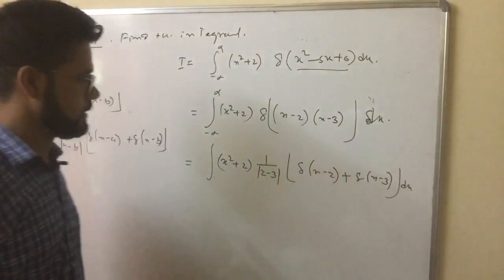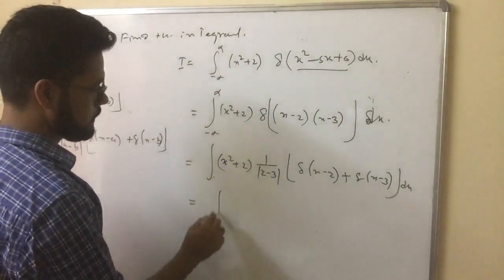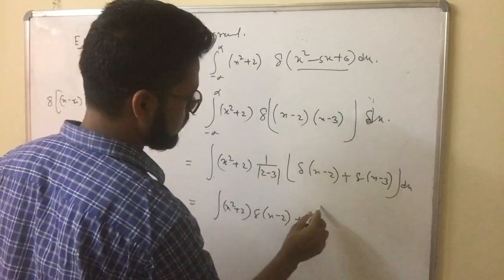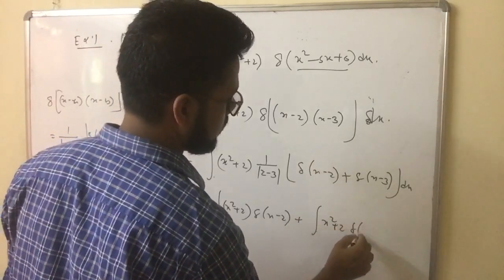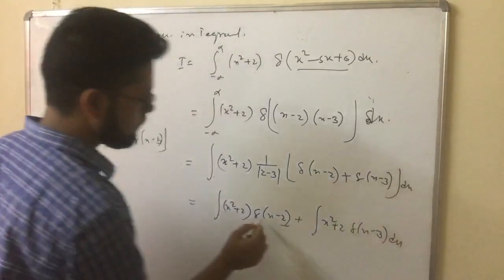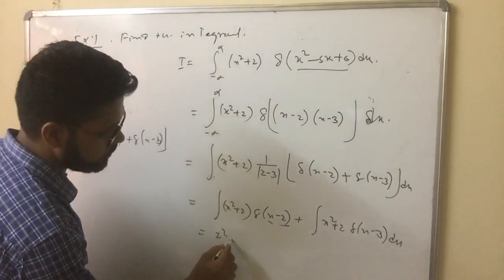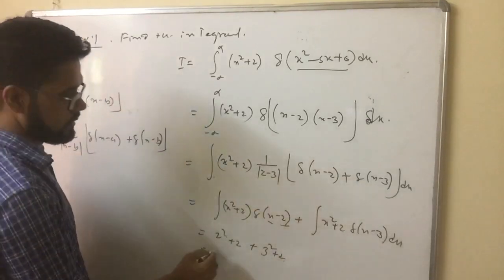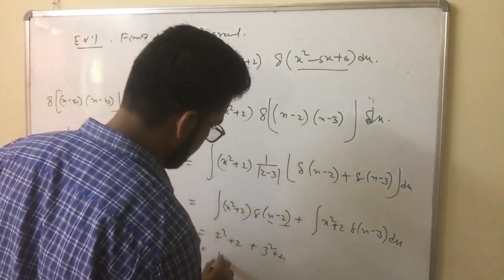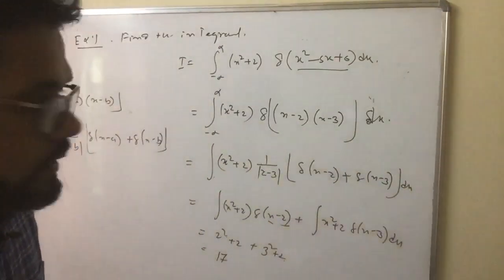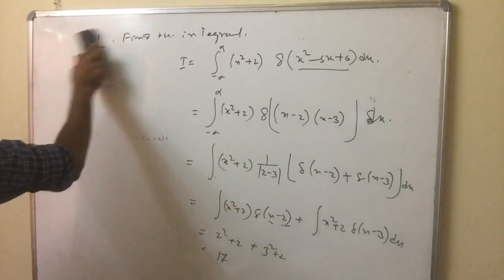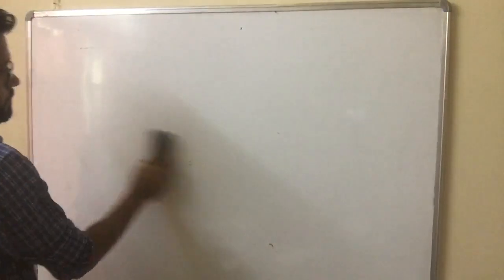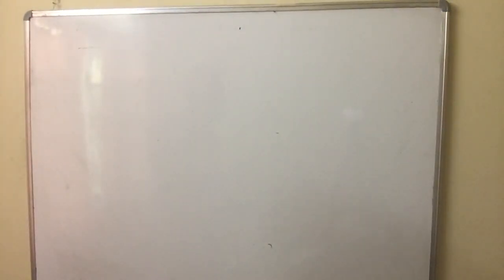Now it is a sum of two terms. The first term is (x square plus 2) delta(x minus 2), the second term is (x square plus 2) delta(x minus 3) dx. Put x equal to 2: it will be 2 square plus 2, and for 3 it will be 3 square plus 2, which is 9 plus 2... it will be 17. So this way you have to calculate the delta function. This is a delta function property, very important. I hope you understand.